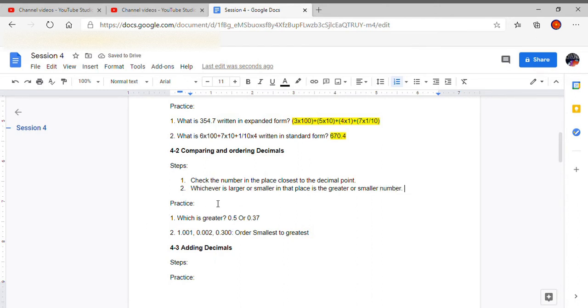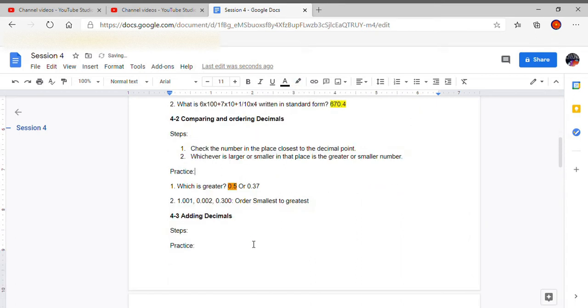So hopefully you paused the video and did these practice problems. If not, I'll show you the answers. Look at the place closest to the decimal point. Before it, there's a 0, so that's the same. Next will be 5 and then 3. We see 5 is greater than 3, meaning that the answer is 0.5.